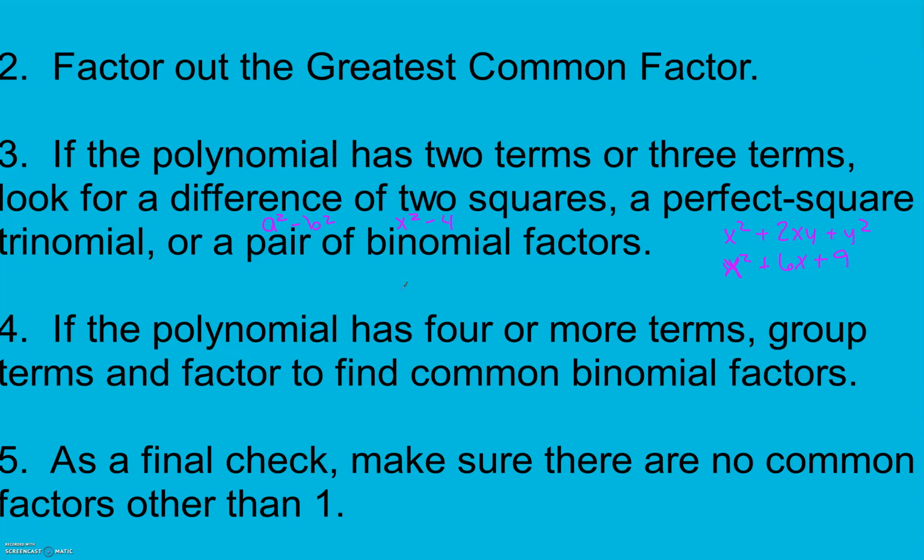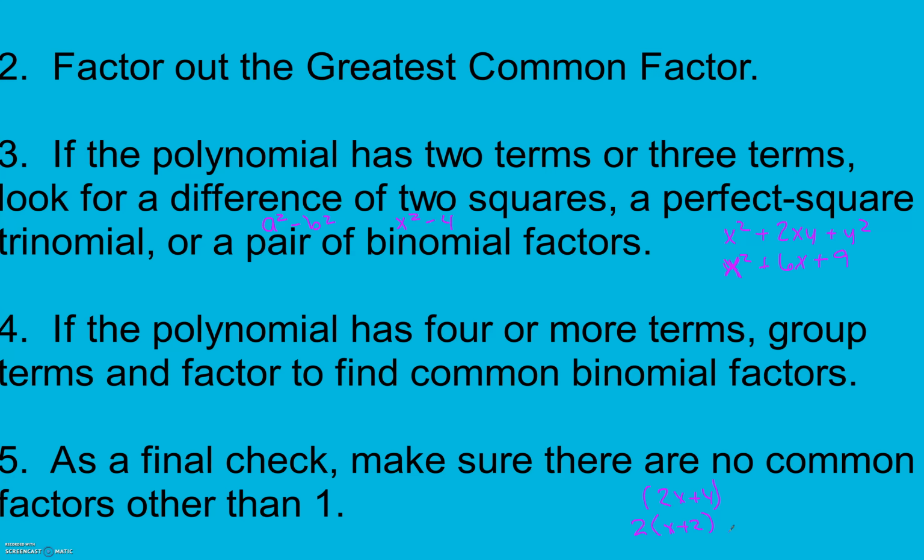If the polynomial has 4 or more terms, we're going to group terms and factor by grouping to find a common binomial factor. And then the last thing we always want to do is make sure there's no common factors other than 1. We never want to leave a factor like 2x plus 4, for example. We can always take out the common 2 and go x plus 2. So we always want to double check to make sure there's no common factors. And then to double check as well, we can always FOIL it back to make sure we get to our original answer.